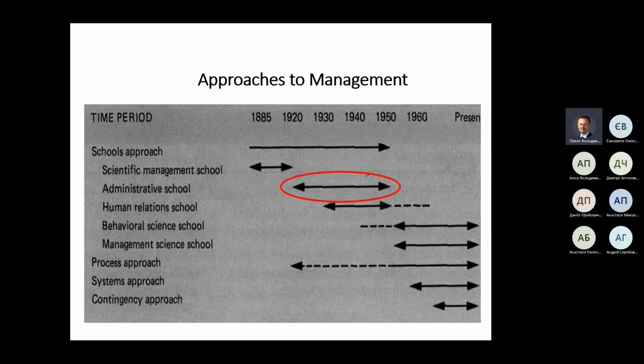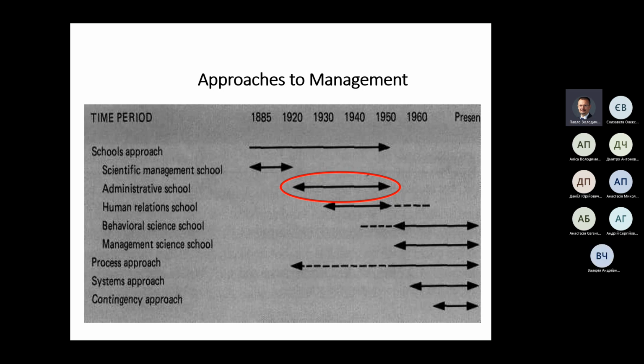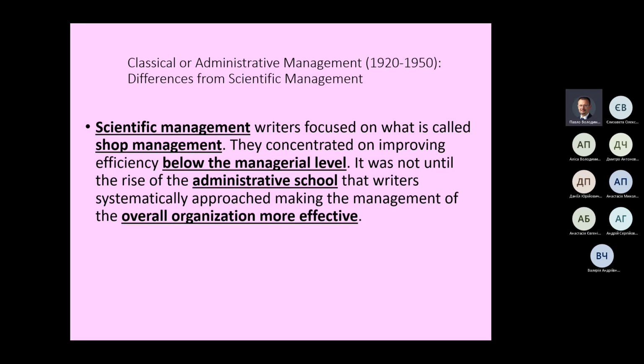So, in other words, we can say that they are the answers to the question what should be done by a manager. And principles of management are rules. So it is the answer to the question how the managerial activities should be performed. And today we are discussing these two main contributions from the administrative school of management.